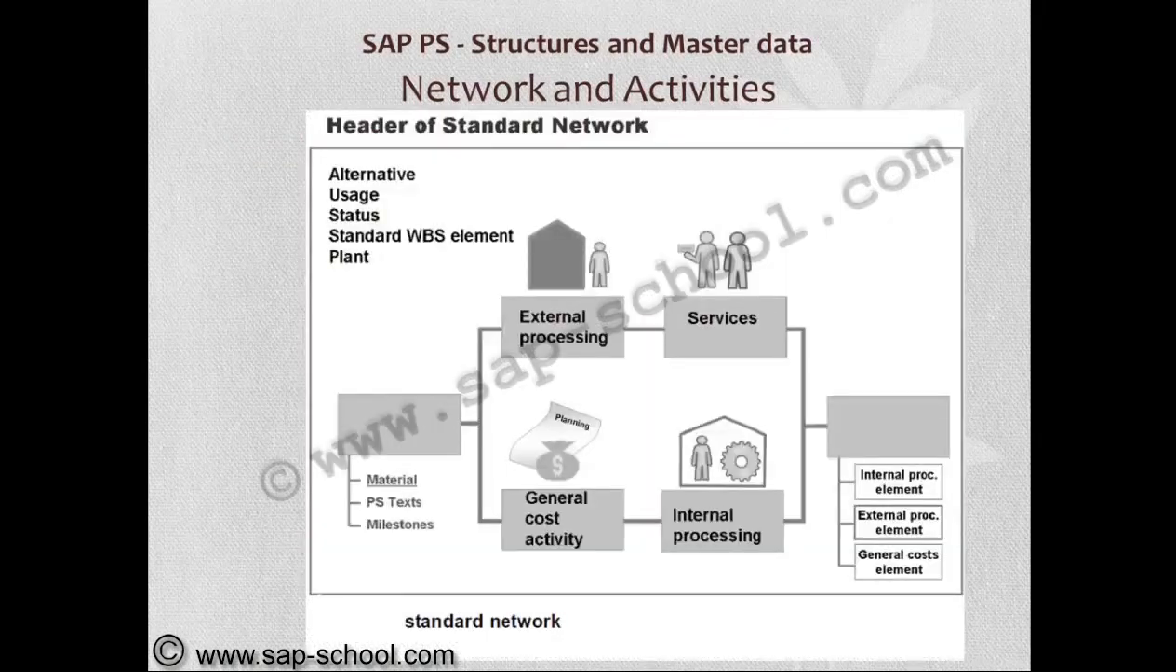So the standard network can similarly have external processing, services, general cost, internal processing, and alternative uses, status, standard WBS element, and plant.